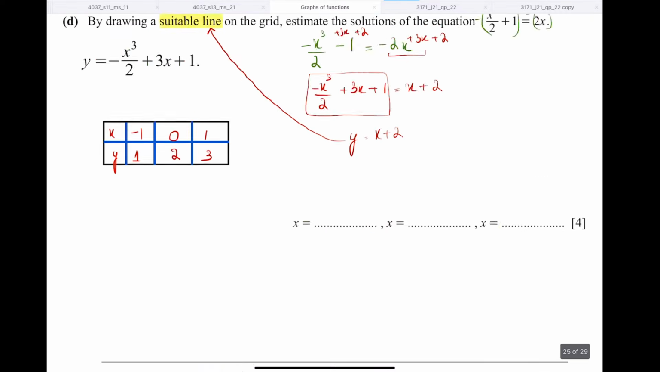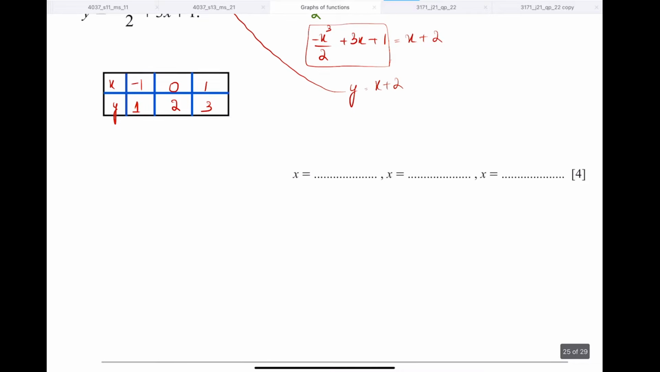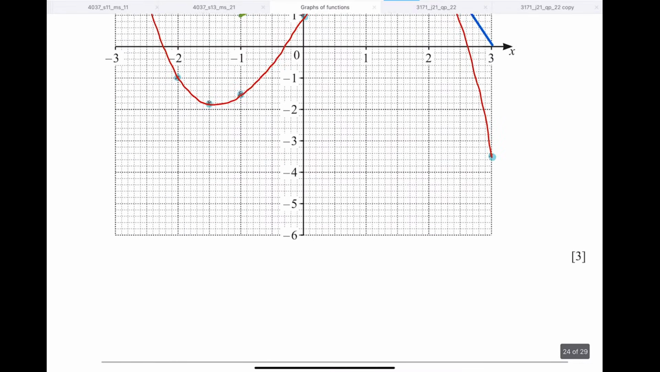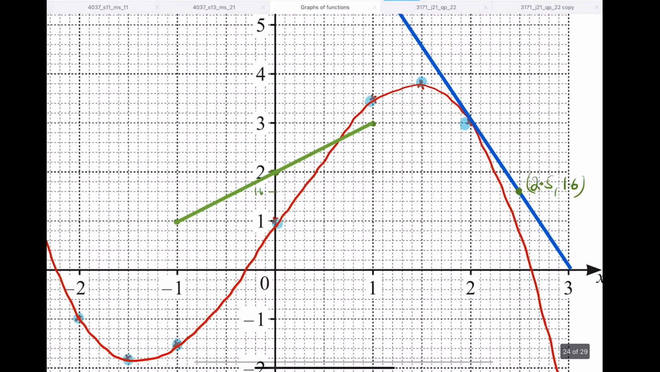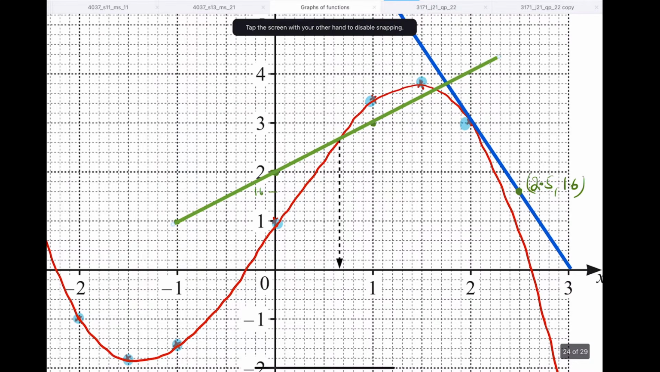Okay, but if you look at the answer spaces, we have 3 values of x. So here, I'm only getting one solution. Yes, so you have to extend the line. Make sure that when you draw the suitable straight line, you extend it. And here you're lucky.